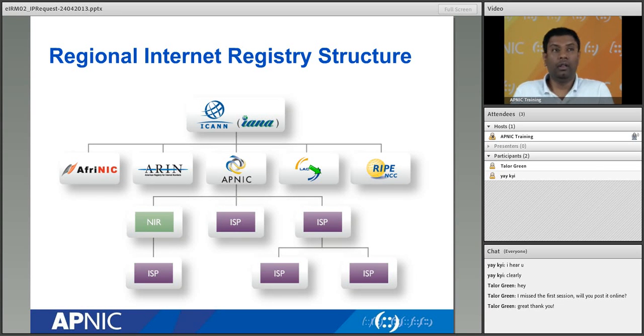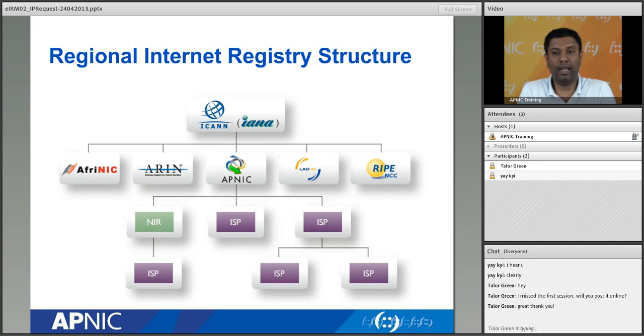Okay. So the regional internet registry structure. If you see the structure, IANA is obviously on top, which is the central registry. From there, all the addresses come, and it is distributed to the 5 regional internet registries. This is how the prefix comes to APNIC in bulk, like /8 in IPv4, /12 in IPv6.